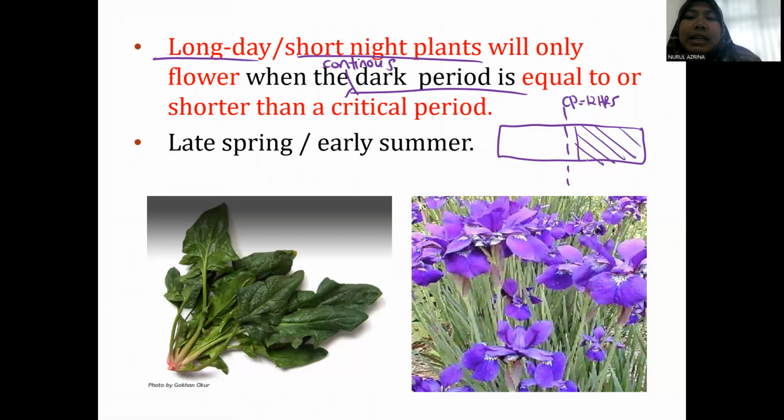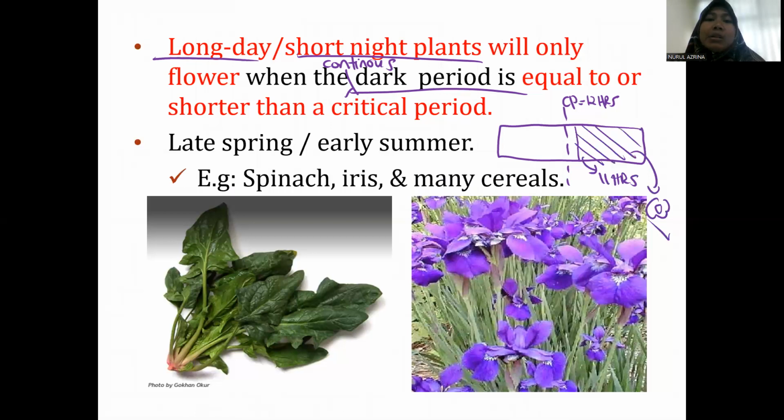Okay, so you can see that, let's say this is 11 hours. The continuous dark period is shorter than the critical period, so this plant will flower. An example is those plants that flower during late spring or early summer, because in summer we have a very long day with a short night. Examples of plants are spinach, iris, and many cereals.